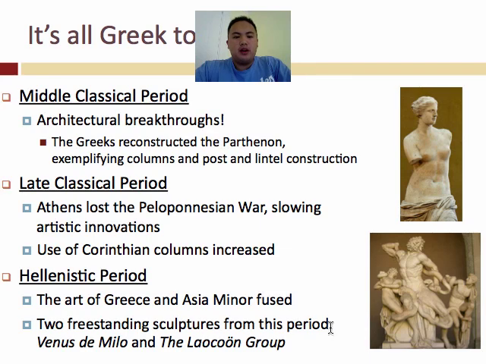Some of you need to write this down because I know it's not written on here, but this middle classical period over here, this was 448 to 400 BCE. This late classical period is 400 to 323 BCE, and Hellenistic, this is from 331 to 23 BCE.